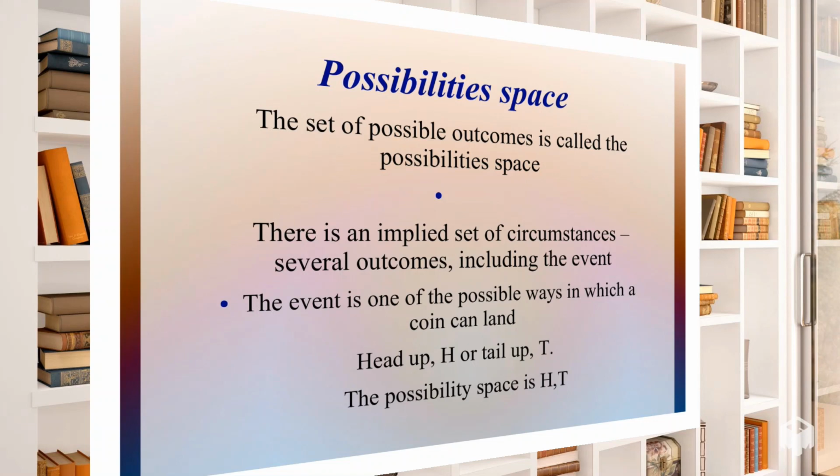Possibility space. This is a set of possible outcomes. There is an implied set of circumstances, and this is made up of several outcomes, including the event. The event is one of the possible ways in which a coin can land. So we have head up, H, or tail up, T. So the possibility space is made up of H and T.